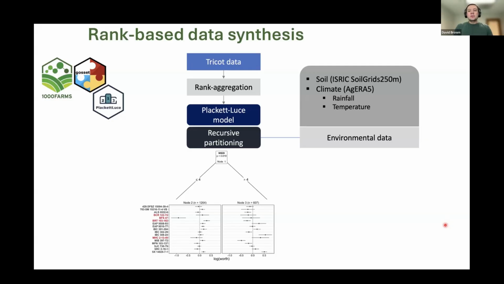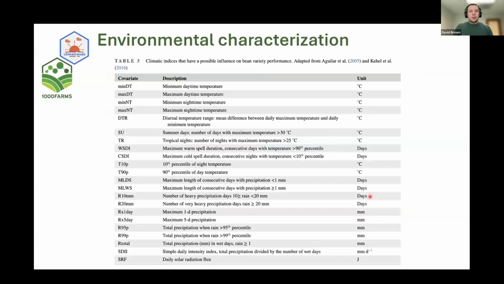It also allows us to use environmental data to assess the influence of those variables on the performance of the variety. And I would like to again highlight here, this is possible because we have packages like Gosset, PlackettLuce and others to fit or to use those models for this analysis. And both are being developed by either members or collaborators of the 1000 Farms project.